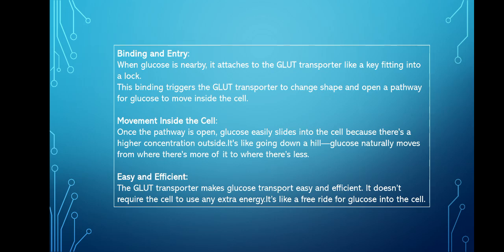Movement inside the cell. Once the pathway is open, glucose easily slides into the cell because there is a high concentration outside. It's like going down a hill. Glucose naturally moves from where there is more of it to where there is less. Efficient and easy. The GLUT transporter makes glucose transport easy and efficient. It doesn't require the cell to use any extra energy. It's like a free ride for glucose into the cell.